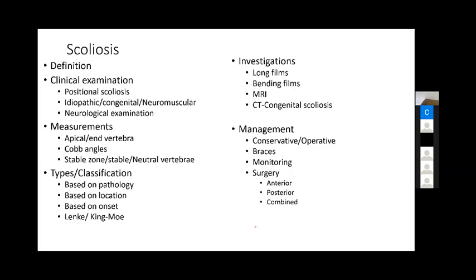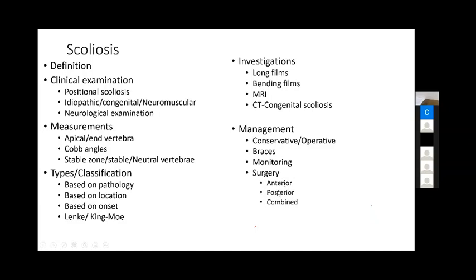If they are 16, already matured, and their curvature is only 20 degrees, you probably don't need to monitor. So that is based on how the deformity is and when they present.